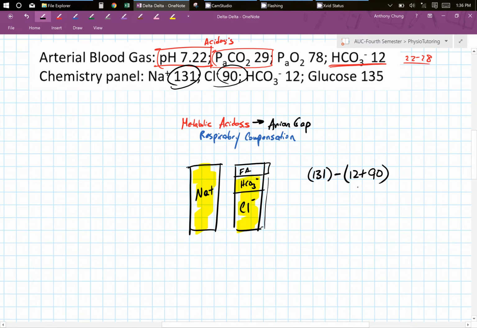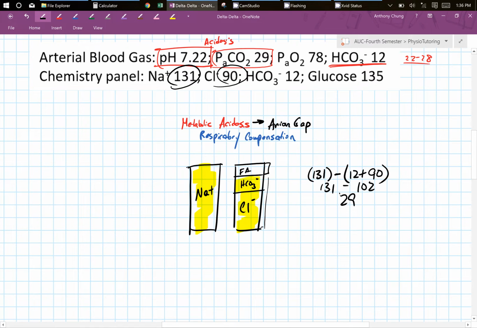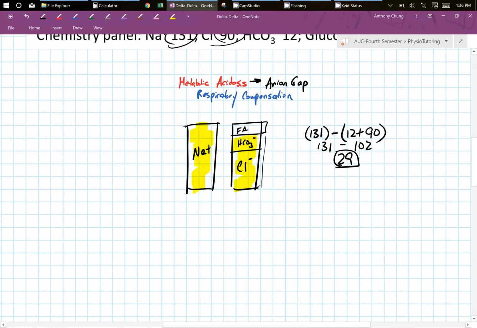So that's going to be 102, 131. So 131 minus 102 is going to be 29. All right, 29. So this is going to be 29. All right, so now that's the first part. This is everything that you've done so far already.